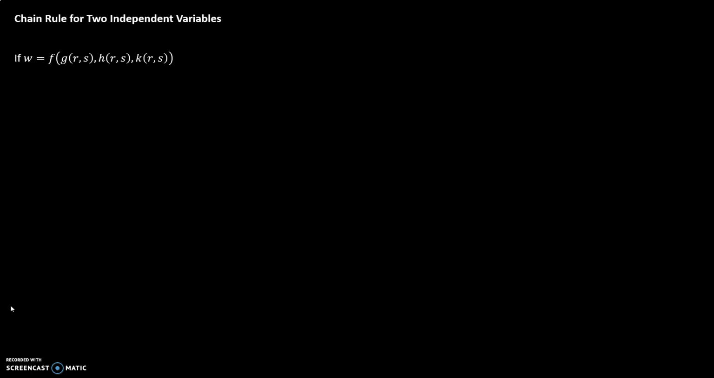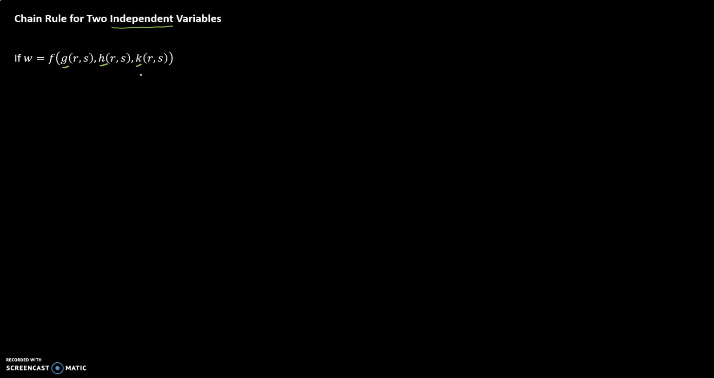Let's look at the chain rule in a case where we have multiple independent variables. In the past examples, we've seen cases where we have multiple intermediate variables, but we are going to focus on multiple independent variables. Let's examine the function w, the dependent variable w, where w comes from the function f, which takes in g, h, and k.